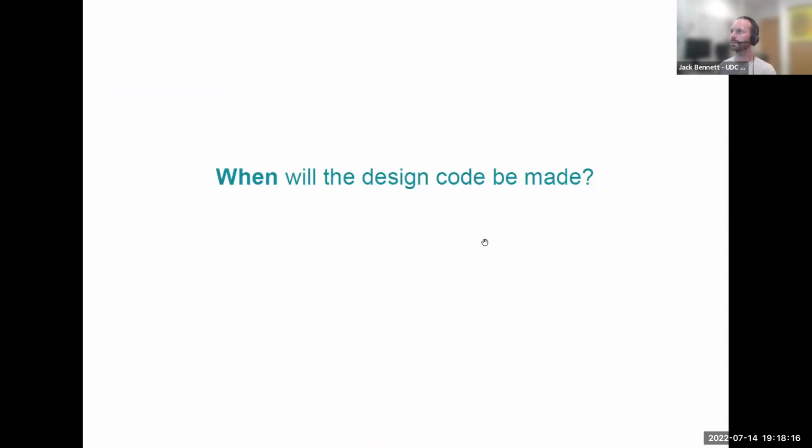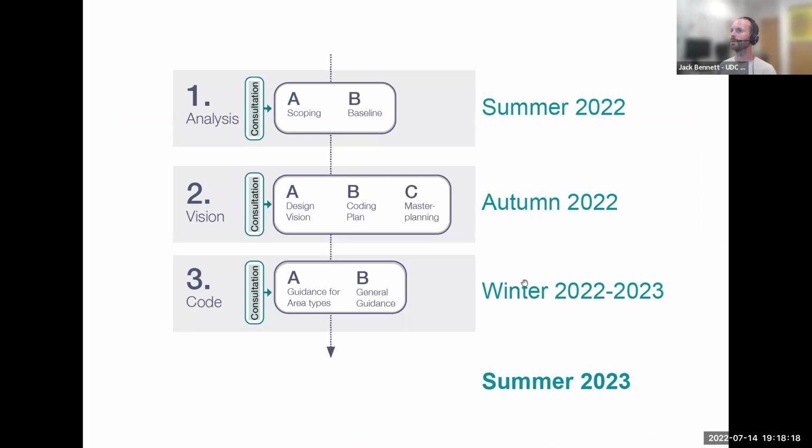So when will the design code be made? The deadline for the first draft is summer 2023, end of May 2023. So the initial scoping and baseline will start now, running throughout the summer, and then we should be in a position to start visioning.